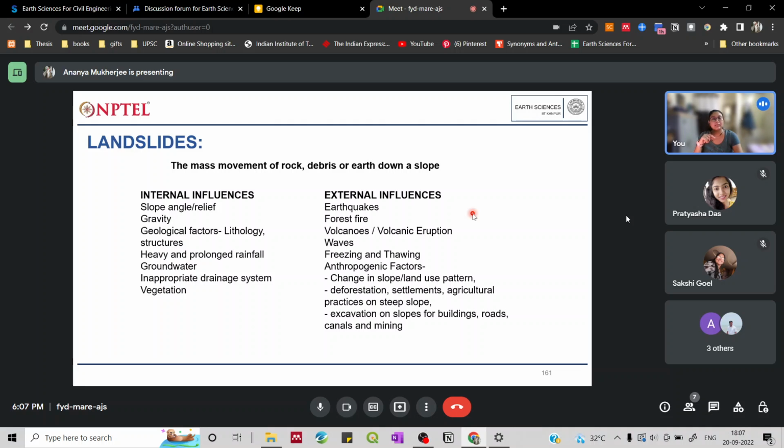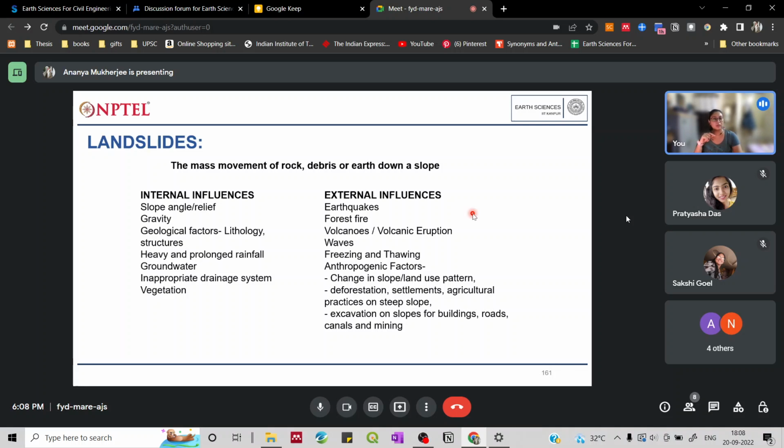So why is it important for us to understand? Because as you might have heard of various instances, especially in hilly areas or mountainous regions like the Himalayas, landslides are a pretty common occurrence. They destroy the infrastructure over there, they cause damage to life, they cause casualties. So it is important for us to understand how they work, what are the different classifications of landslides, and also the different controls that are influencing the occurrence of landslides.